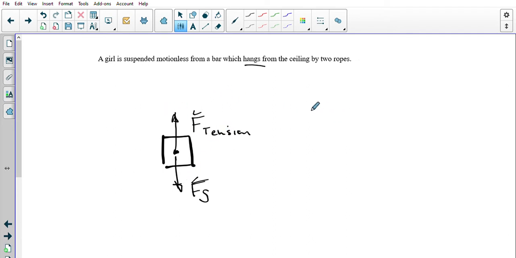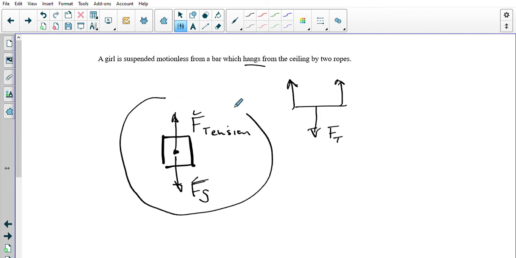I mean, if we wanted to show the bar, then we would show two forces going up and a force going down. This would be our force of tension here, and these would be our two forces going up. We can see that these two forces have to add up to the force of tension. But really the key thing for our free body diagram and the analysis is that we have a force of gravity with the tension going upwards.